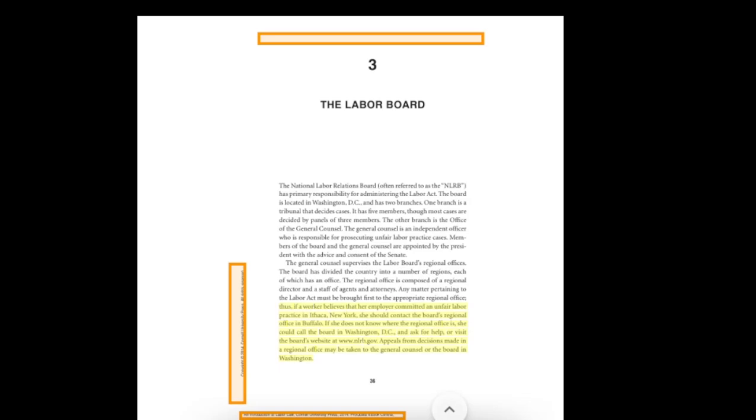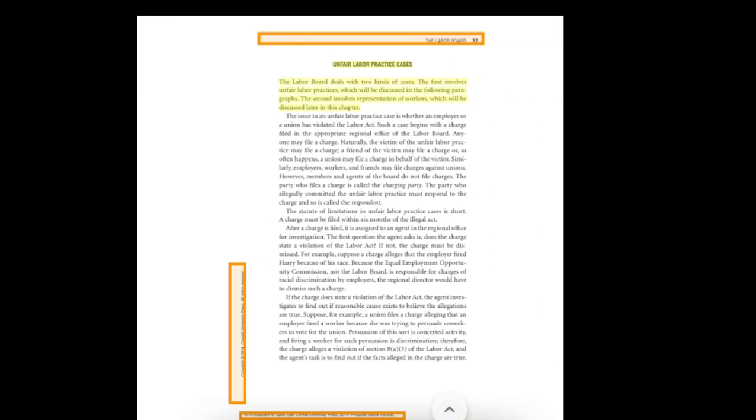If she does not know where the regional office is, she could call the board in Washington, D.C., and ask for help, or visit the board's website at www.nlrb.gov. Appeals from decisions made in a regional office may be taken to the General Counsel or the board in Washington.